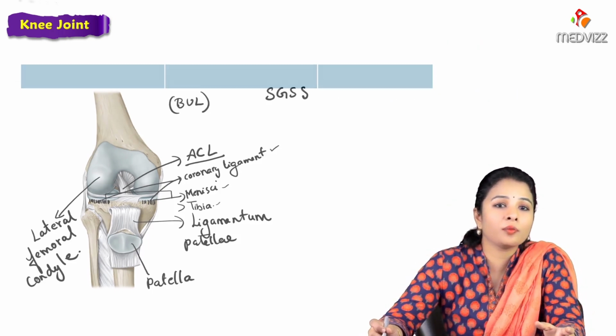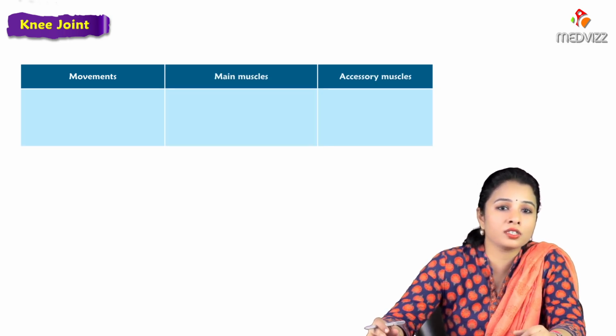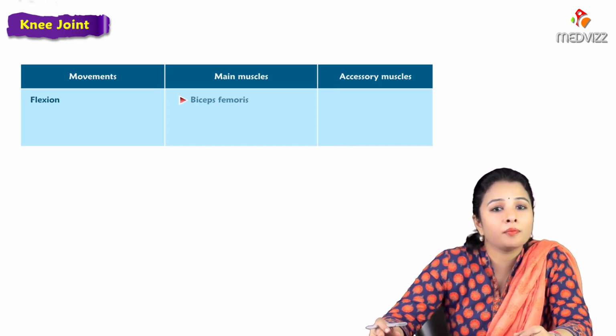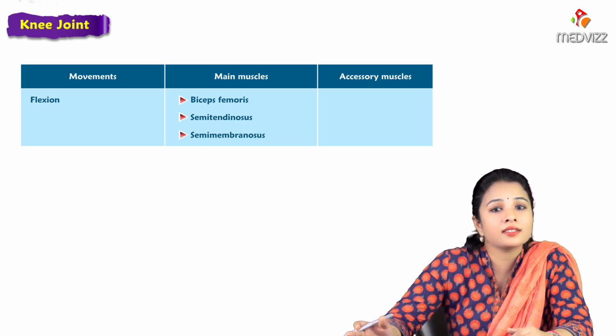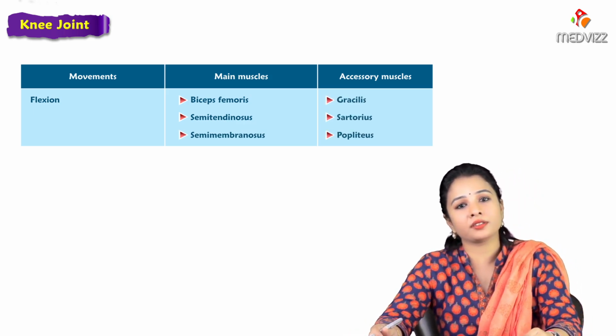So let's talk about the movements and main muscles and accessory muscles causing these movements. Flexion at the knee is brought by the biceps femoris, semitendinosus, semimembranosus. All 3 are the hamstring muscles. And accessory muscles are gracilis, sartorius and popliteus.